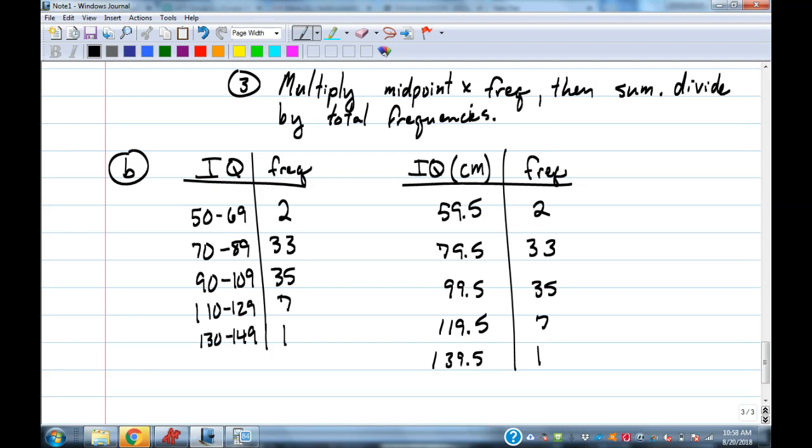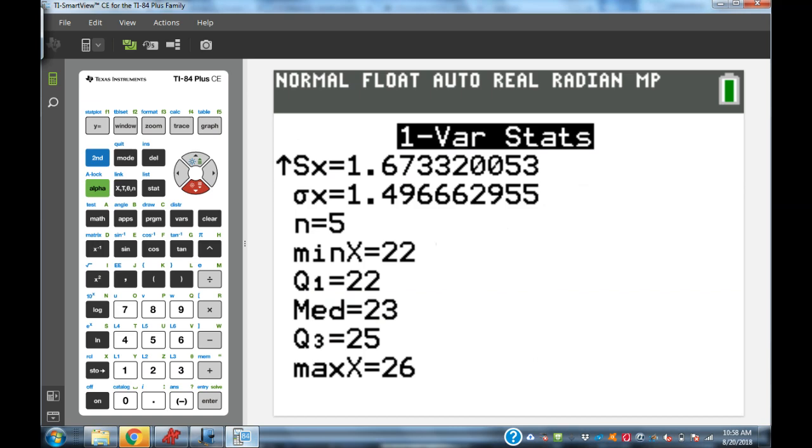Now, we can take this and actually do it manually. We could take 59.5 times 2, get that solution. 79.5 times 33, get that answer, and do that across. And then add them up, divide by the total number of frequencies. You can do that. The calculator will do that all for you in one swoop with one variable stat. So we're going to use the calculator to help us get there.